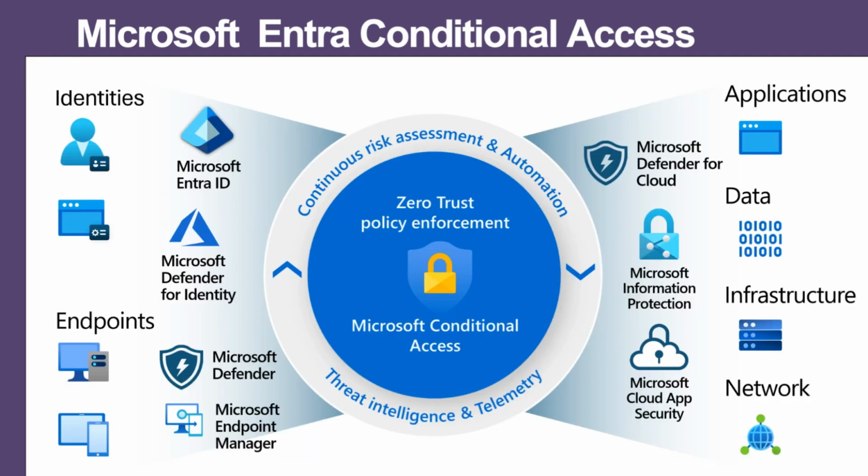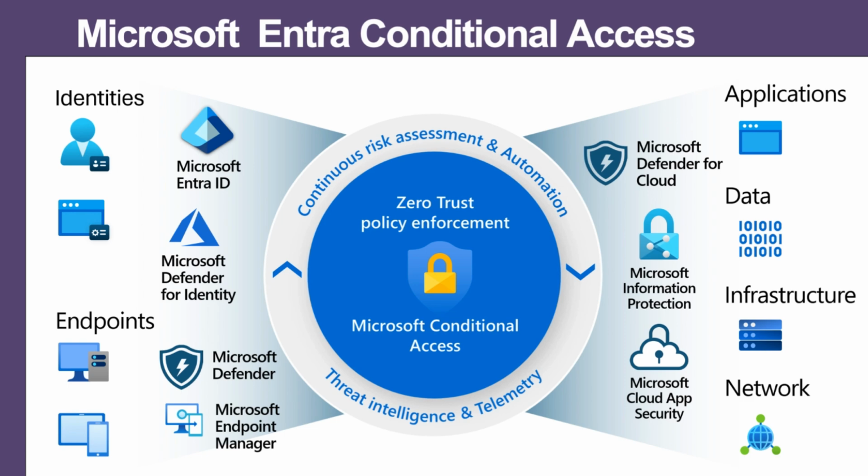Now, let's talk about how conditional access works. It's broken down into 5 signals. The first signal is user and group membership, and we talked about creating users and groups in a previous video. It's also broken down into IP location. The next is device state. The next is application. And then finally, risk detection.